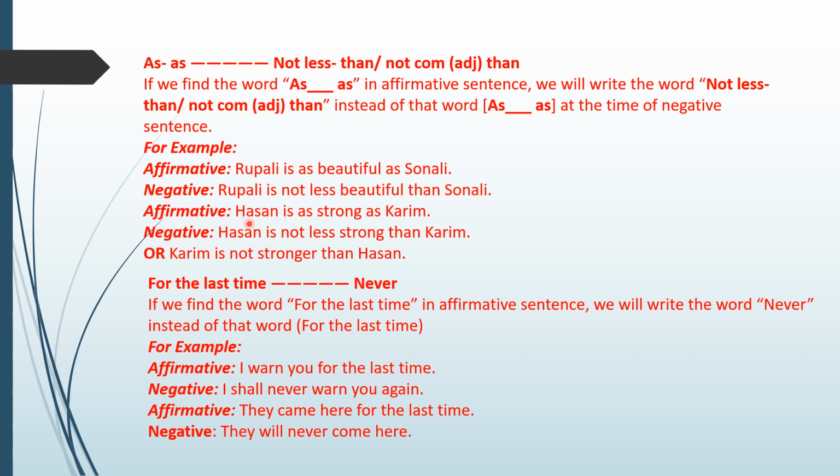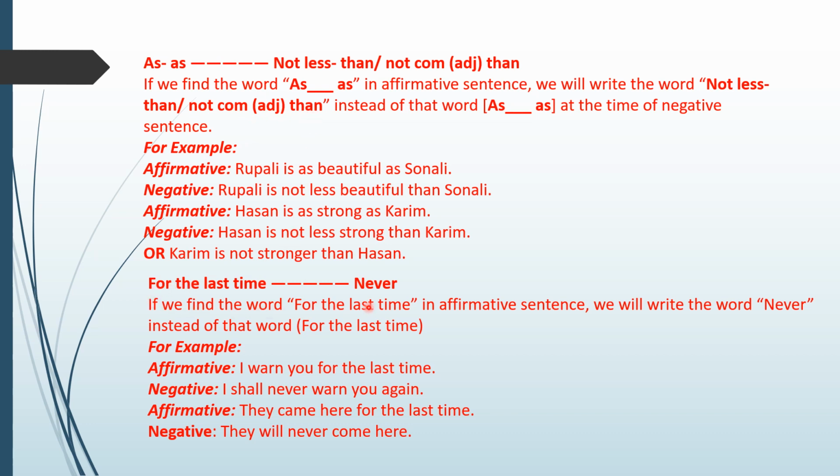Another example, Hassan is as strong as Karim. So the negative is Hassan is not less strong than Karim. So you have used not less than. You could also use not the comparative adjective and than. Like this example, Hassan is not less strong than Karim. That's a negative. You could also write it as Karim is not stronger than Hassan. So you have used not the comparative adjective and than.